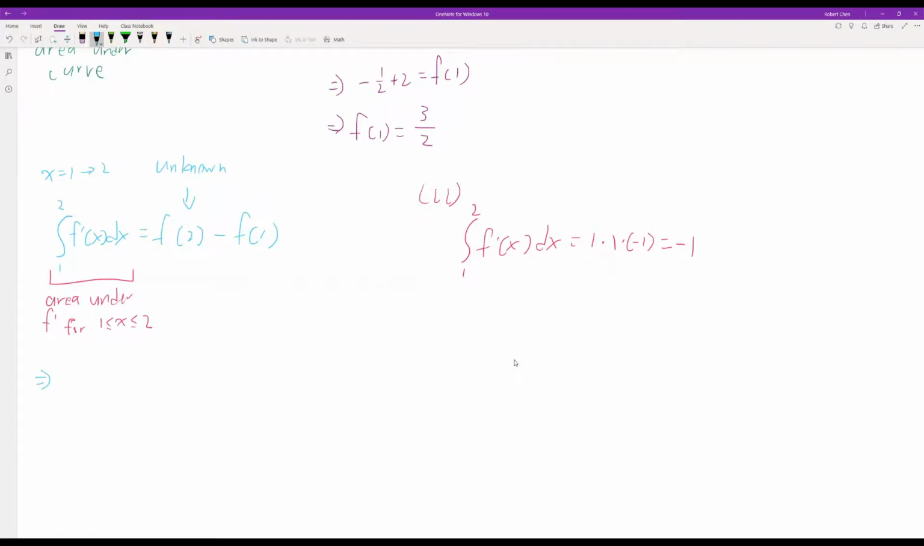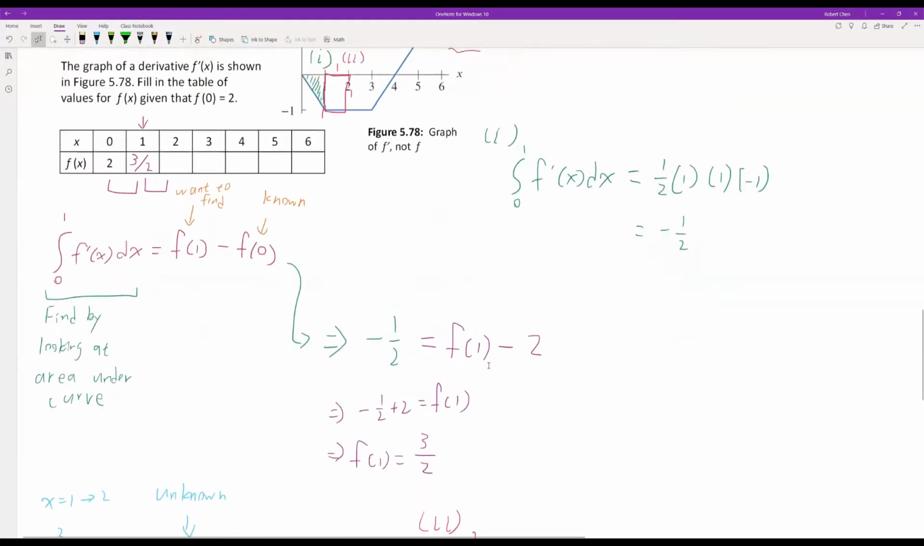Right, so we can say that the left-hand side, the definite integral, is -1, which is equal to f of 2 minus 3 over 2. Therefore, f of 2 is equal to -1 plus 3 over 2, which is +1/2. Okay, and let's go back and fill in 1/2 here. Okay, so go ahead and take a few minutes. Feel free to pause the video. See if you can figure out the function value for 3, 4, 5, and 6.